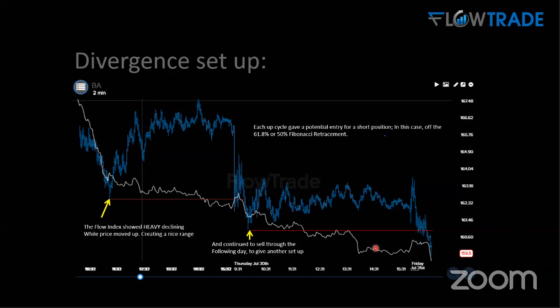Again, I just want to reiterate that Fibonacci is not the only way to do it. In this case, each cycle gave us a potential entry for a short position off of the 618 and the 50% retracement. That doesn't mean that that's the only thing that will work. If you're a Bollinger Band trader, like I said, supply and demand, this works for all of that.